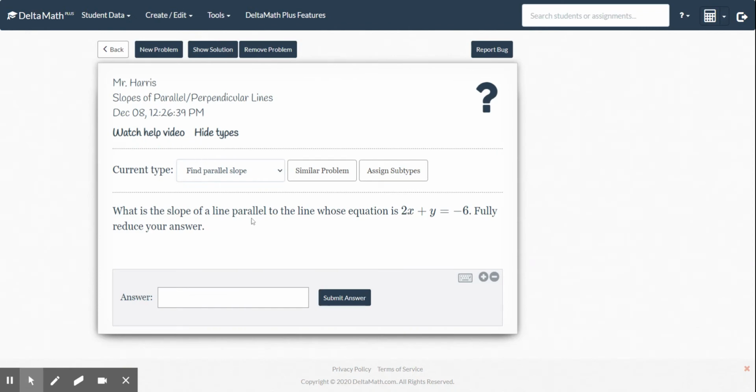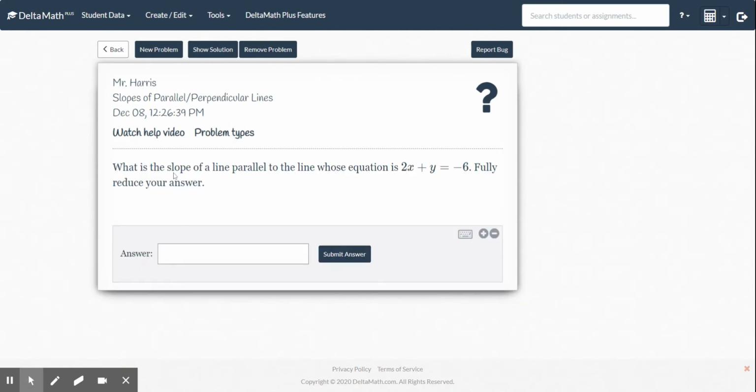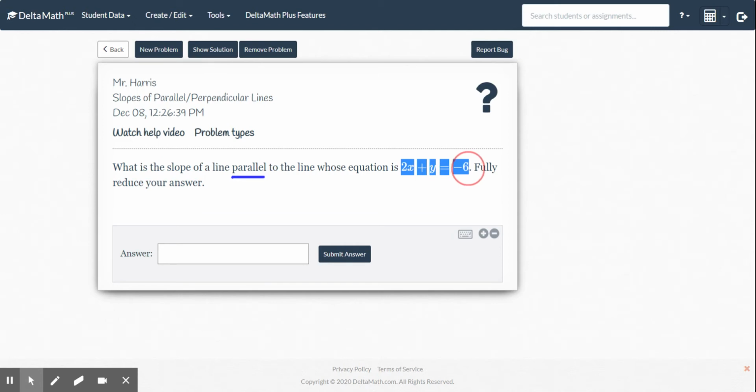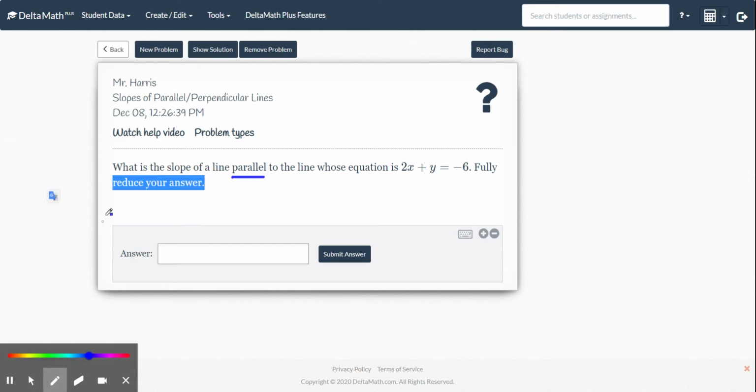And so we see here that we want, what is the slope of a line that is, check it out, parallel to the line whose equation is 2x plus y equals -6. And of course, we want to fully reduce. I can't stress that enough. You want to reduce your fraction.